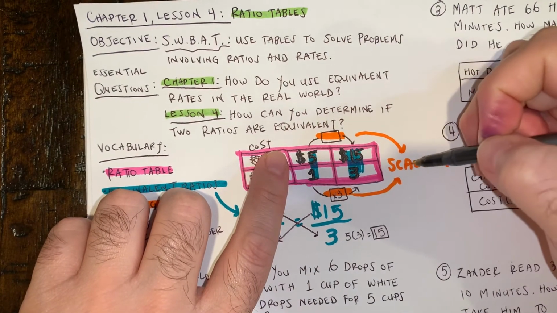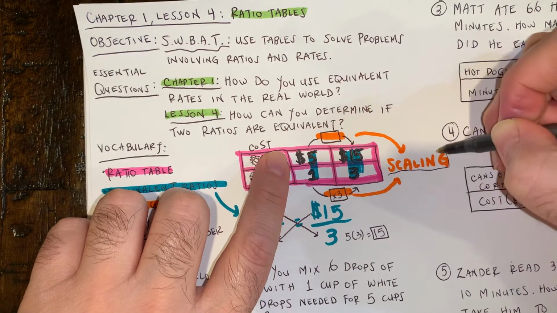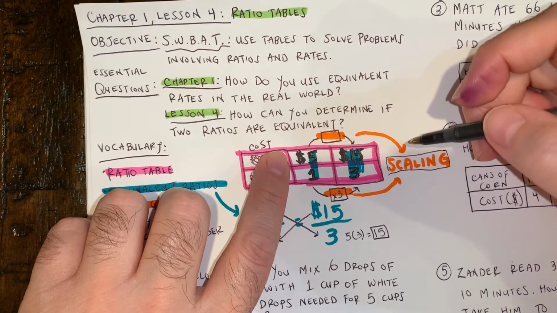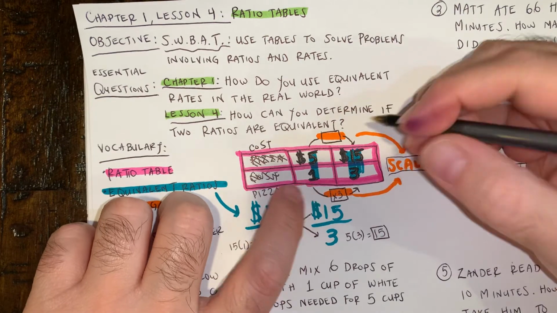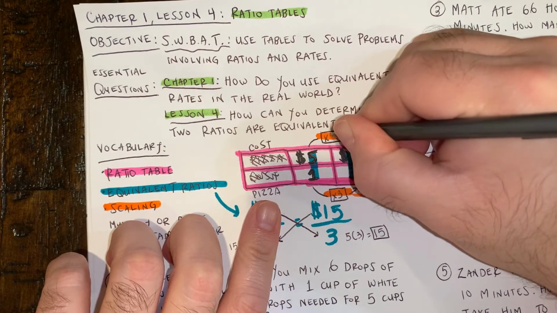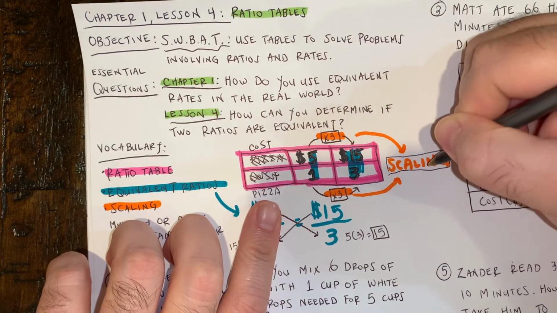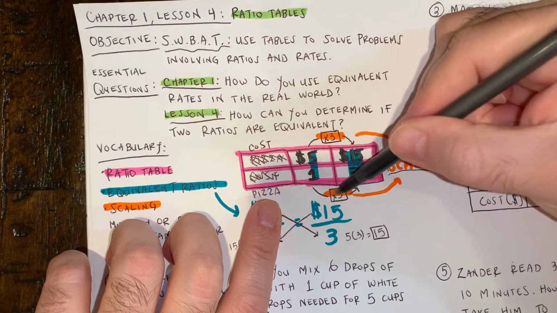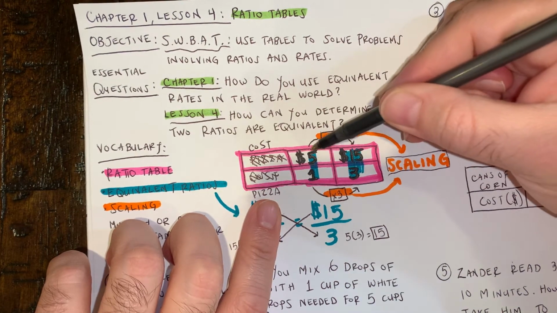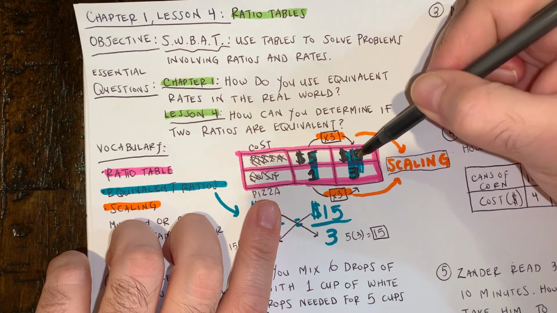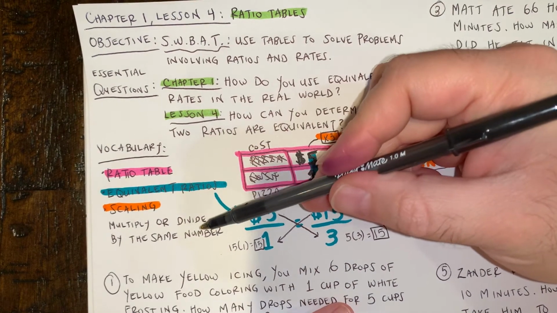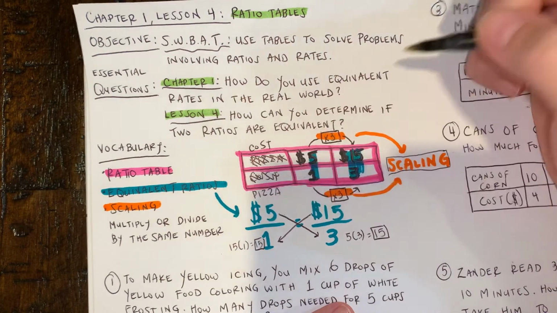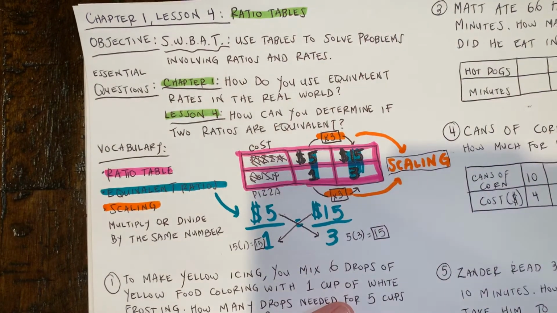So in order for scaling to work, you have to do the same thing to the other side. So if I multiply by 3 here, you should do the same thing, multiply by 3 there. And that is what scaling is. So 1 times 3 is 3, that checks out. And then 5 times 3 is 15, so that also checks out. And that's how scaling works. Multiply or divide by the same number. Now that you have an idea of the vocabulary, we can get started with the problems.